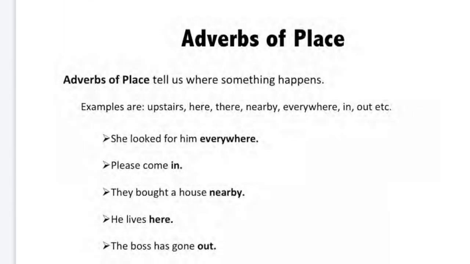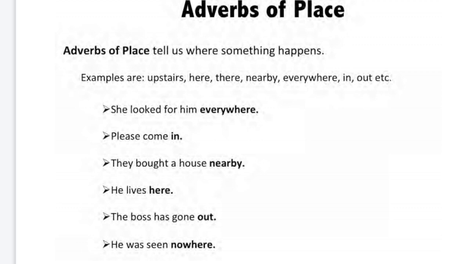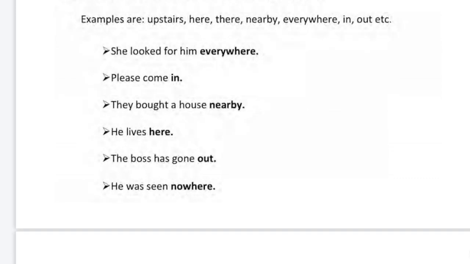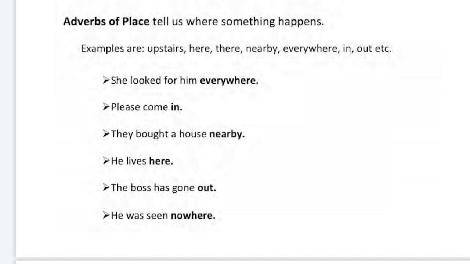Now let us see adverbs of place. Adverbs of place, they tell us where something happens. For example, upstairs, here, there, nearby, everywhere. Okay, basically the place. She looked for him everywhere. So everywhere is an adverb of place. Please come in. In here becomes adverb of place. They bought a house nearby. He lives here. The boss has gone out. He was seen nowhere. So these are all adverbs of place.